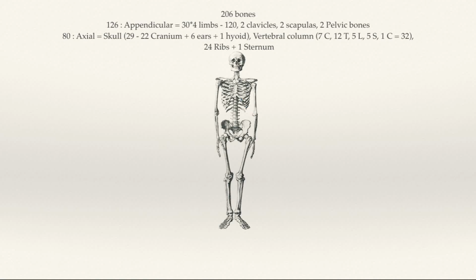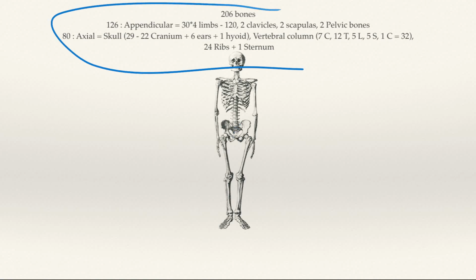And as you can see, these are two collar bones. Behind them are two shoulder blades, and this is the pelvis. So this is what makes a total of 206 bones.